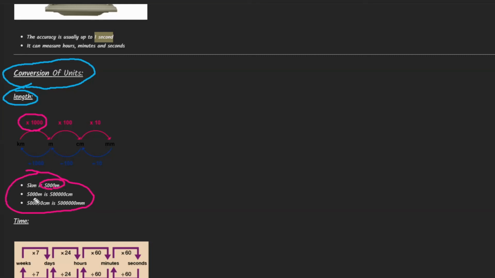Similarly, if you want to convert 5,000 meters to centimeters, you multiply by 100, you get 500,000 centimeters. And if you want to convert 500,000 centimeters to millimeters, you just multiply by 10 and you get 5 million millimeters. So this can also say that 5 kilometers is technically 5 million millimeters.